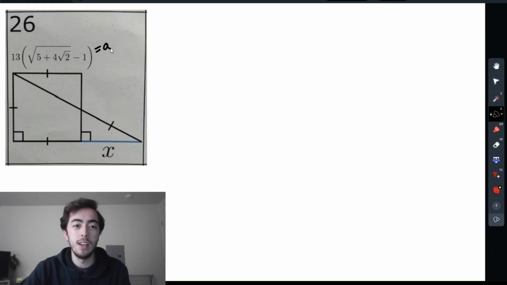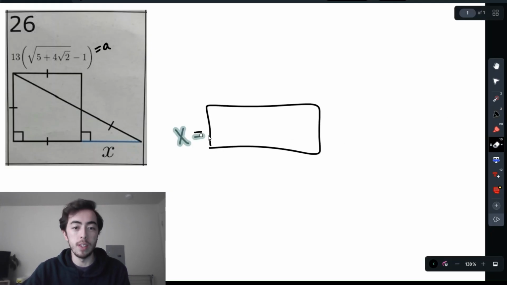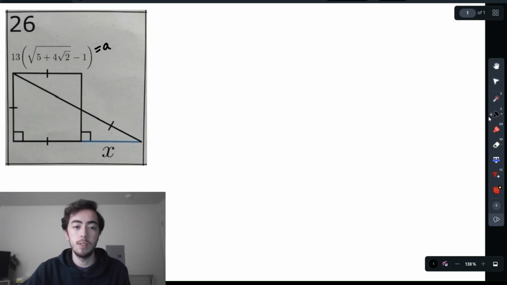For ease of writing this whole expression throughout my problem, I'm just going to call this A. And then towards the end, I'll hope to find some kind of expression like x equals something in terms of A. Hopefully then we can show that x is 26.